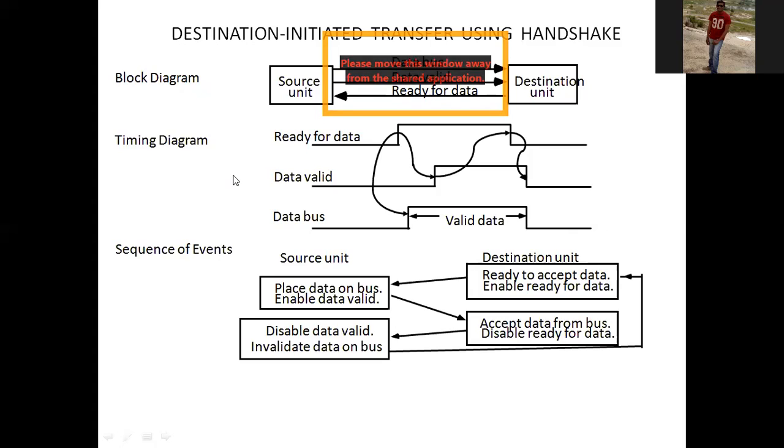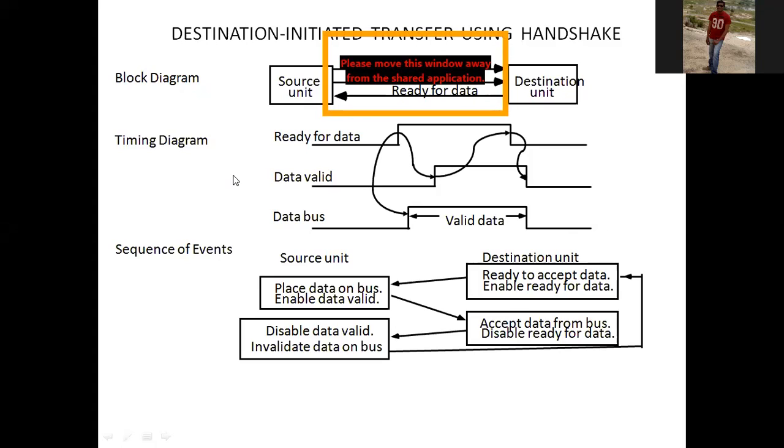The first one is the data bus and the second one is the data valid. Again, the destination is telling ready for data. Previously, what did we have as the third signal? Data accepted. Now, what is it telling? Ready for data. Previously it was data accepted, now we have ready for data.